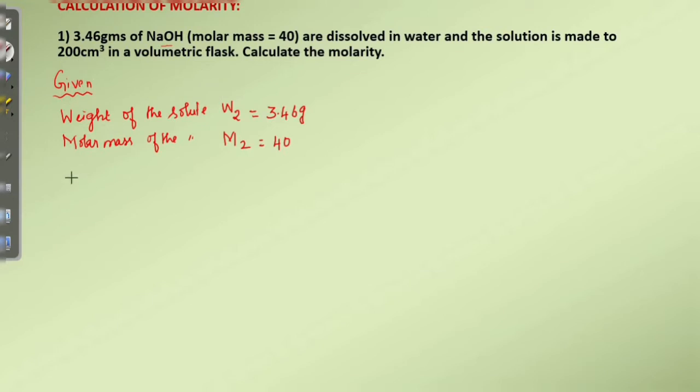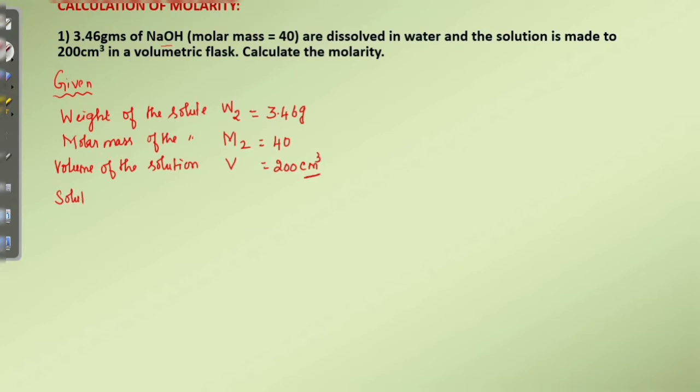200 centimeter cube represents the volume of the solution. So the volume of the solution is also given. We represent the volume of the solution by the term capital V, and that is equal to 200 centimeter cube. Students, note down, here the volume of the solution is given in centimeter cube and not in liters. Now, we are going to find out the molarity.